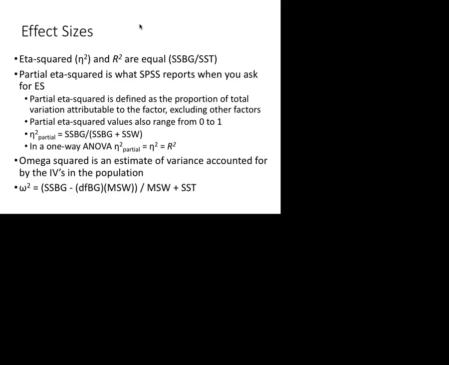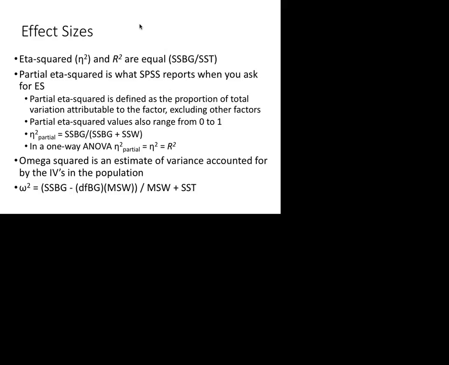Across these, you're not going to notice differences that are going to be, again, solidly in one of those. If it's small, it's going to remain small, almost regardless of what effect sizes you use. So we have this thing that we call eta squared, and it's equal to R squared. And we have this thing that SPSS reports for us that's called partial eta squared. Don't confuse it with eta squared. I'll explain why in a minute.